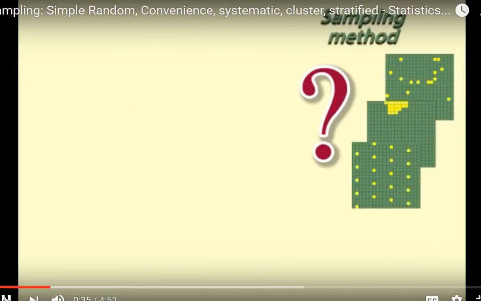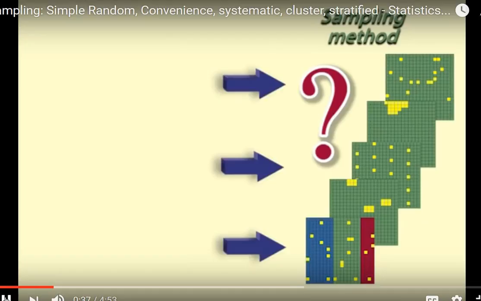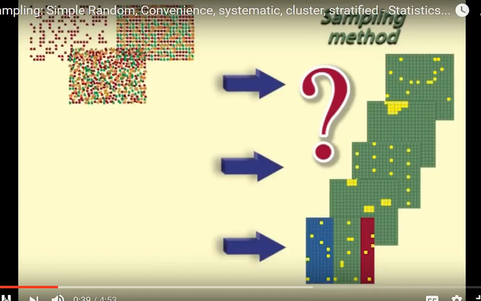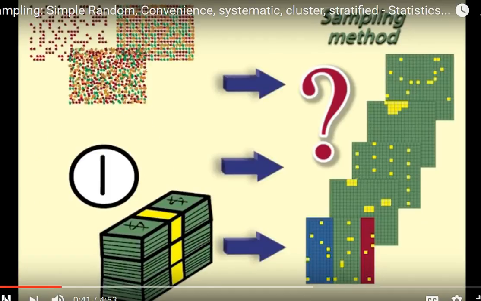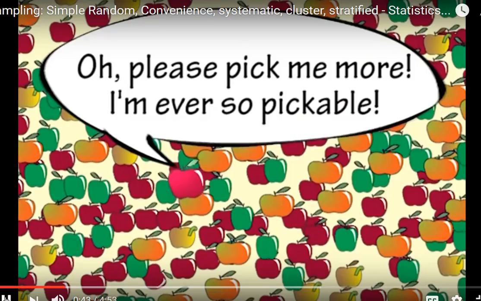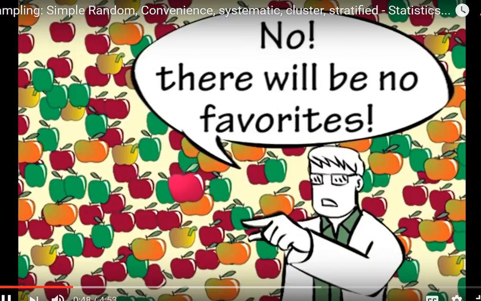The method chosen for taking the sample depends on the nature of the population and the resources available in terms of time and money. The ideal is for each object in the population to be equally likely to be chosen as part of the sample.